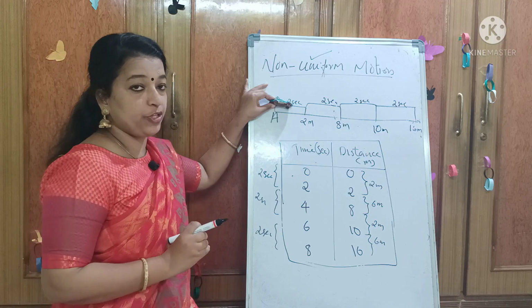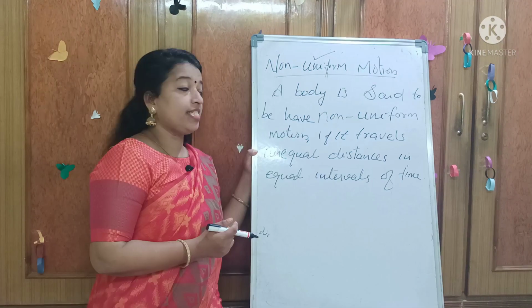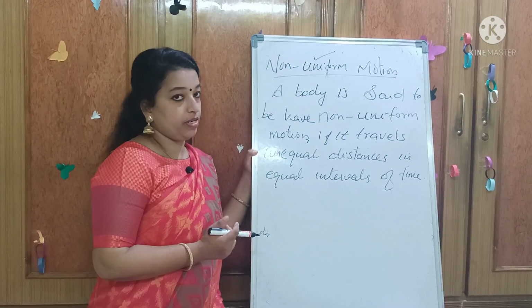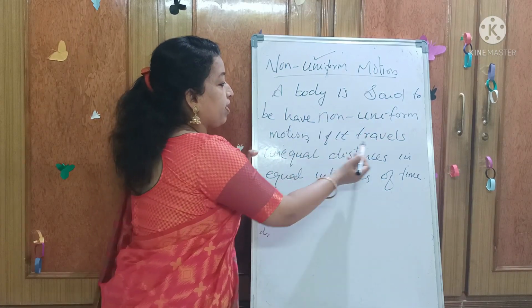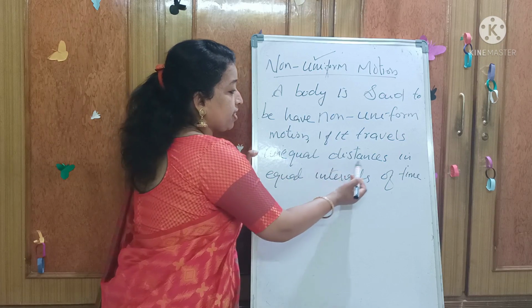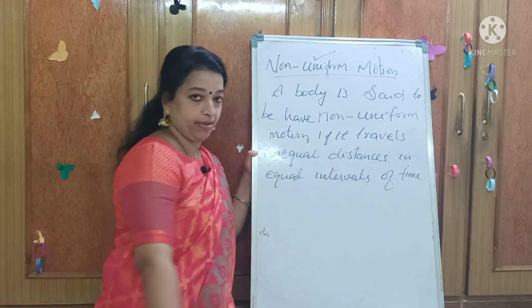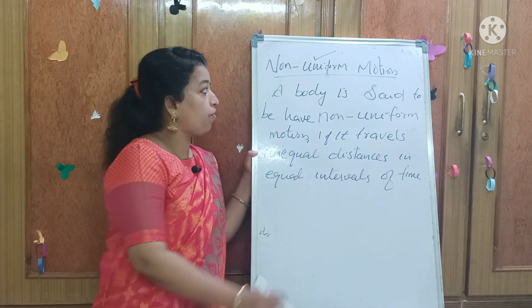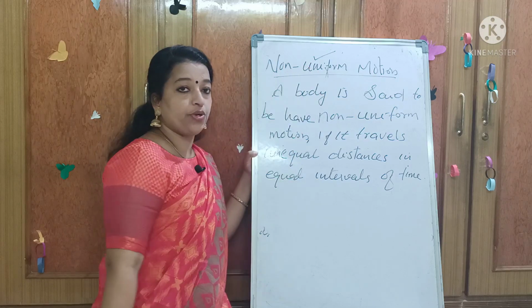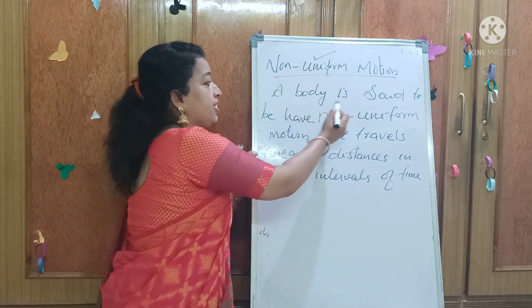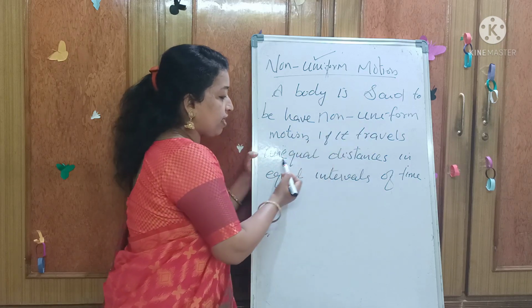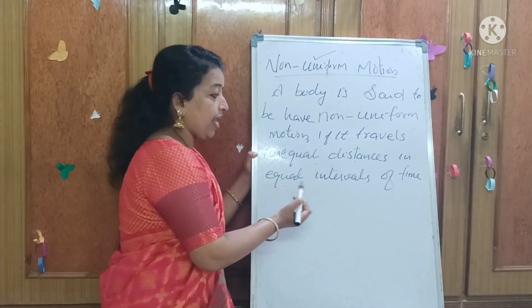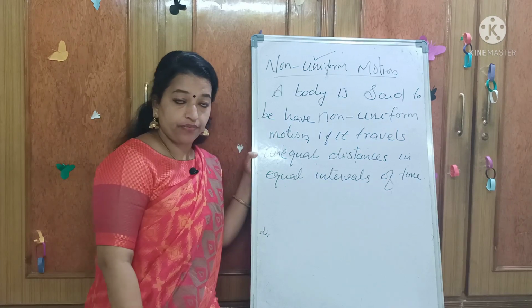So let's see the definition of non-uniform motion. A body is said to have non-uniform motion if it travels unequal distances in equal intervals of time. Children, please note it down. The definition of non-uniform motion: a body is said to have non-uniform motion if it travels unequal distances in equal intervals of time.